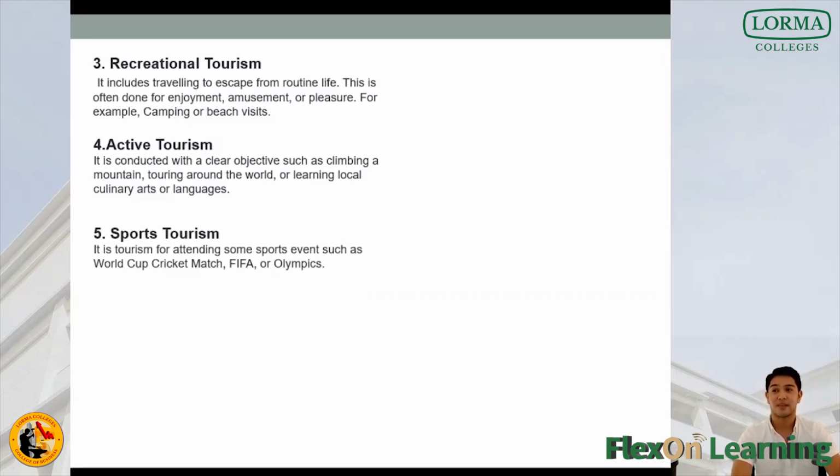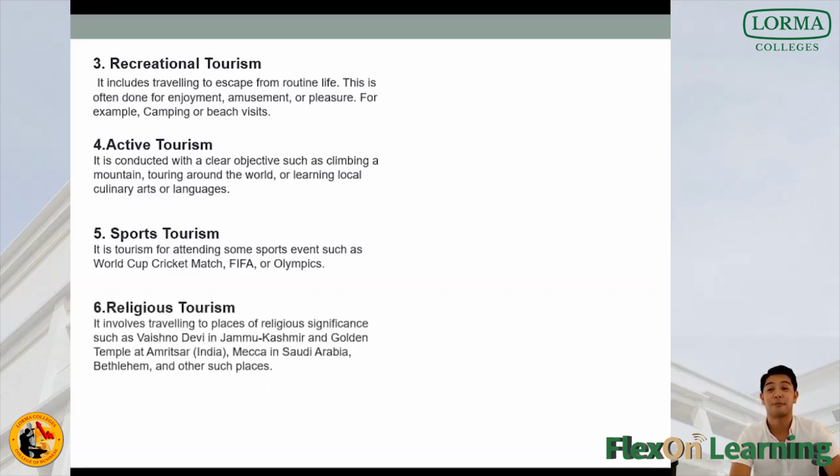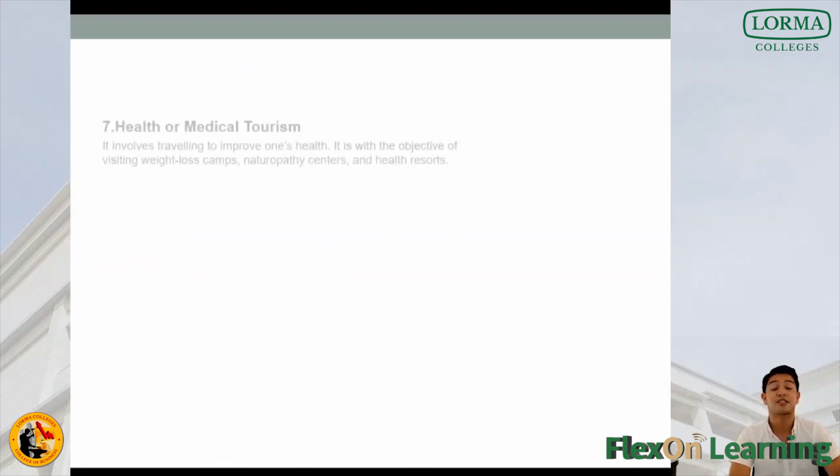Fifth, sports tourism. It is tourism for attending sports events such as the World Cup, cricket match, FIFA, or Olympics. Sixth is religious tourism. It involves traveling to places of religious significance, such as Vaishno Devi in Jammu Kashmir, the Golden Temple of Amritsar in India, Mecca in Saudi Arabia, Bethlehem, and other such places.